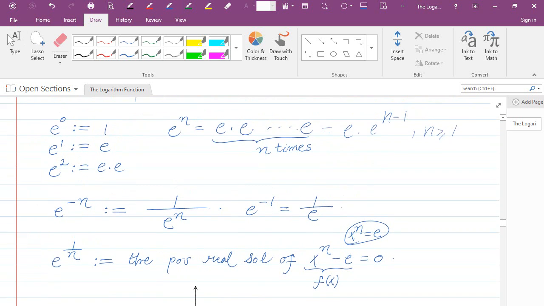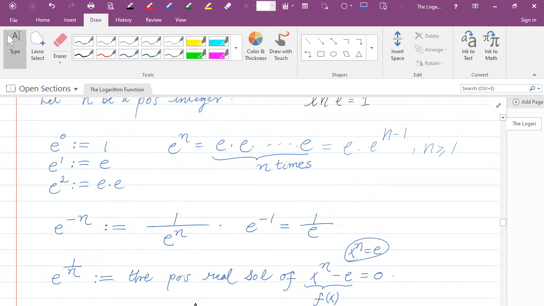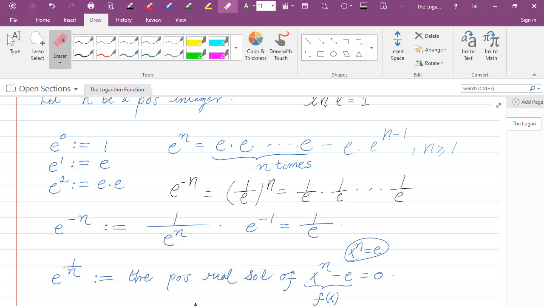And we can think of e to the negative n a little bit differently, like this. It is 1 over e to the power n. Now n is a positive integer, so it means 1 over e times 1 over e, and so on. So we multiply n factors of 1 over e. Okay, so that's what it means to raise e to a negative integer.